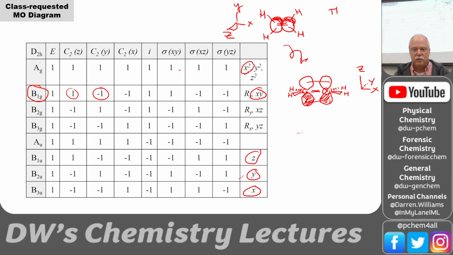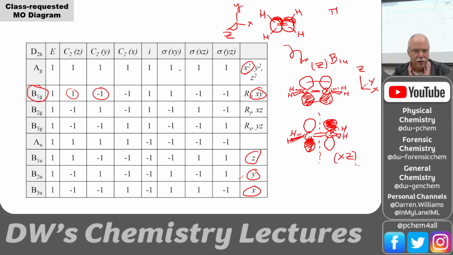And then pi star, we can draw the same thing. So they're just out of phase with each other, and they've got this node in the middle. Let yourself get it, is what I'm trying to say. So this one has Z symmetry, which we determined was B1U. And this one is XZ symmetry, which we determined was B2G.